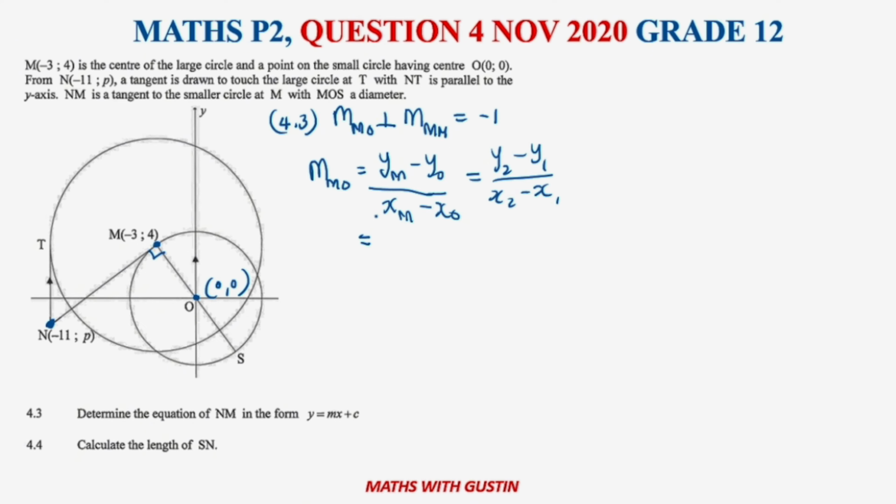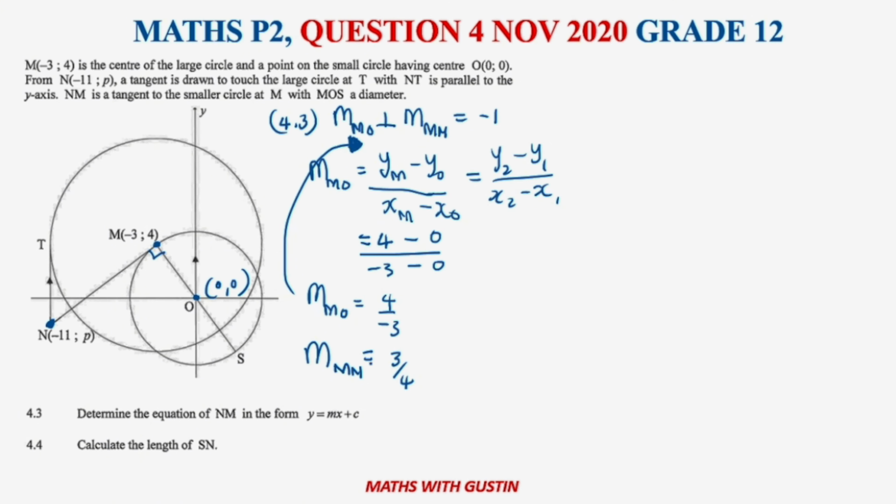So let's come here and say y at M is given by 4 minus 0, all over x at M minus 3, which is equal to 0. Therefore the gradient of MO is going to be 4 over -3. We know that they are perpendicular to each other to get -1, therefore the gradient of MN, if you substitute this gradient into this formula, you should be able to get this one. I'm going to leave it for you guys to do. You are going to get 3 over 4, so that their product can give you -1.